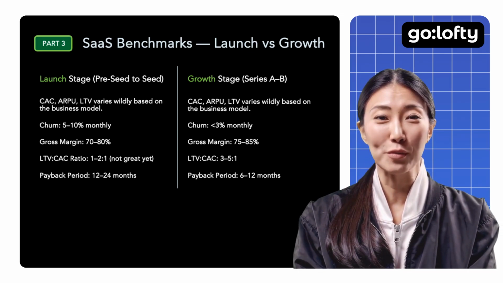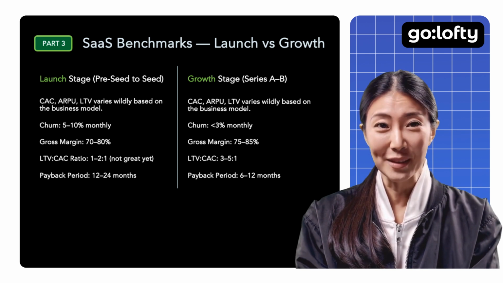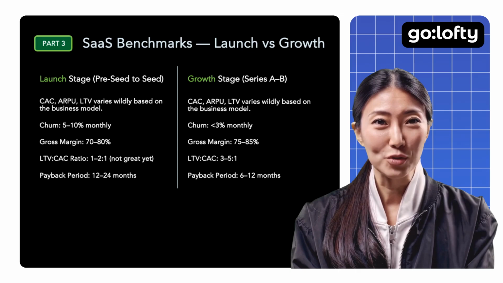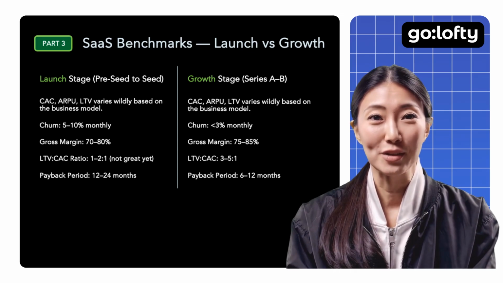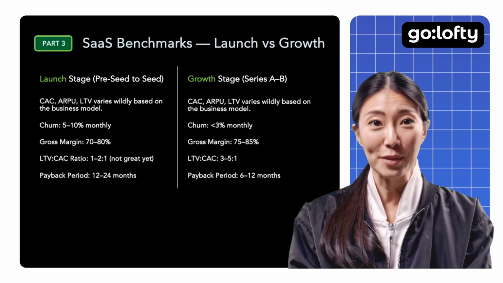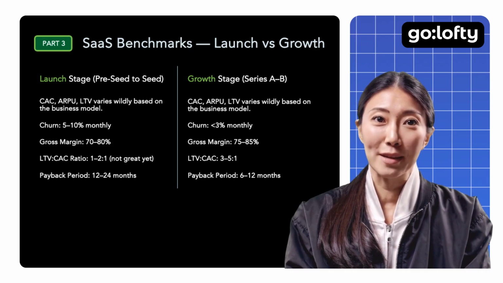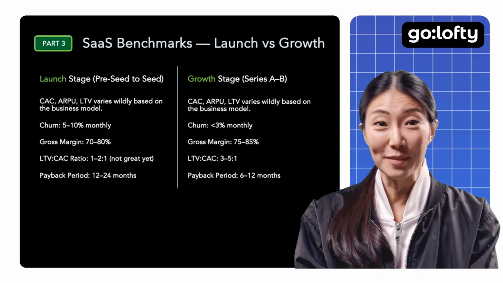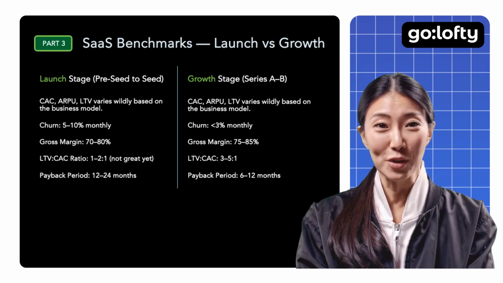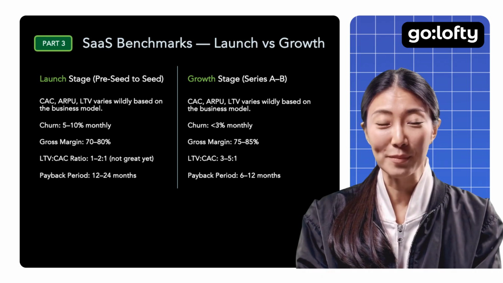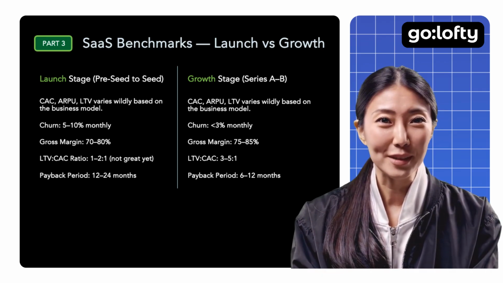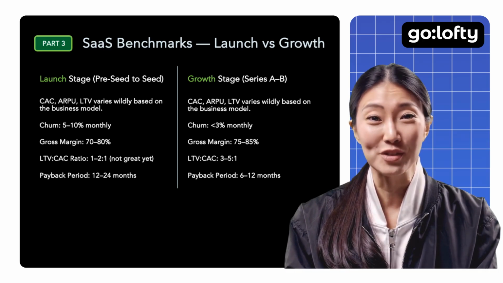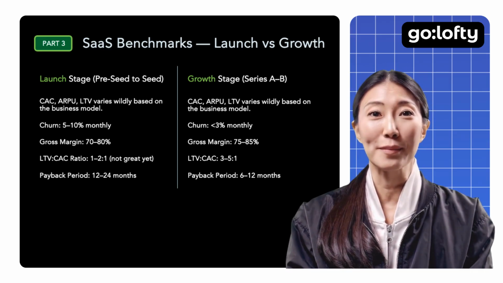Now, if you're in growth mode, Series A or B, the pressure is on to perform. You'll want to hit churn below 3% monthly, or ideally under 15% annually. Gross margin? Boost it up to 75-85%. LTV to CAC ratio? Now you better be in the 3 to 5-to-1 zone. That shows efficiency. Payback period? Investors want their money back in 6 to 12 months. That's the gold standard.